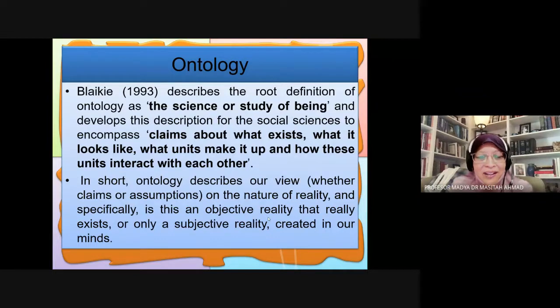And in short, we can say that this ontology describes our view, whether it is claims or assumptions, on the nature of reality. Specifically, is this an objective reality that really exists, or only a subjective reality created in our mind? I gave you the example just now about shopping. People always say women like shopping more than men. Is that true? So that's why when we put this ontology in our chapter 3, we really need to put it in a proper way and mention whether that is only a claim.